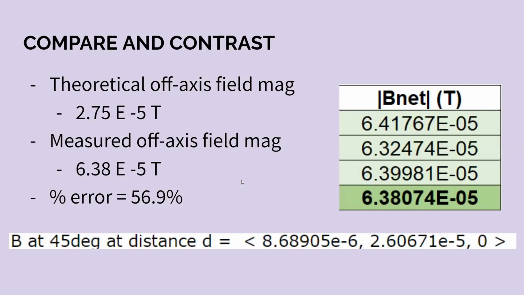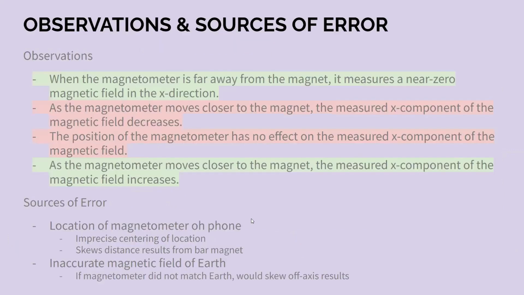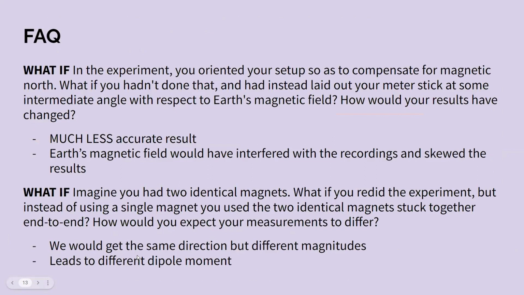And so, just to compare and contrast, the theoretical off-axis value was 2.75, and the measured one was 6.38, which resulted in a 56.9% error. Really it is not that much of a difference compared to the code in the real world, so we're grateful for that. The first and the fourth observations were the ones where I measured a near zero magnetic field in the x direction, and these are the sources of error: the location of the magnetometer on the phone or incorrect magnetic field of the Earth.